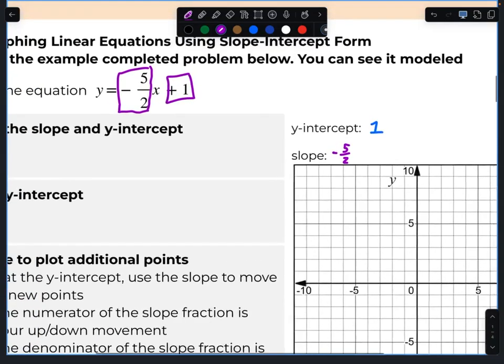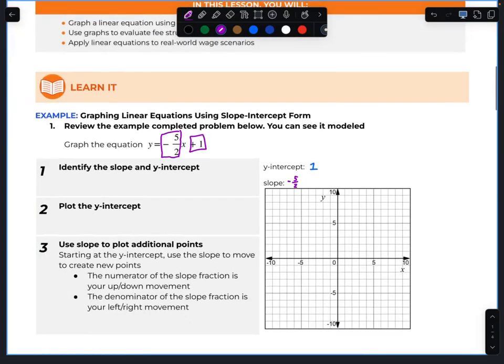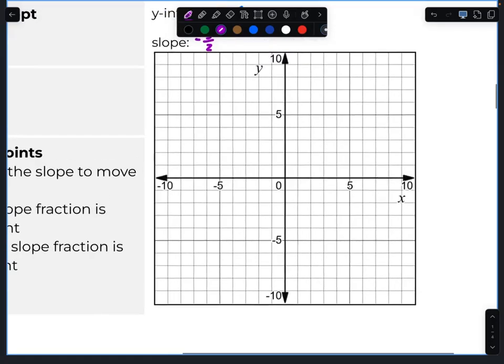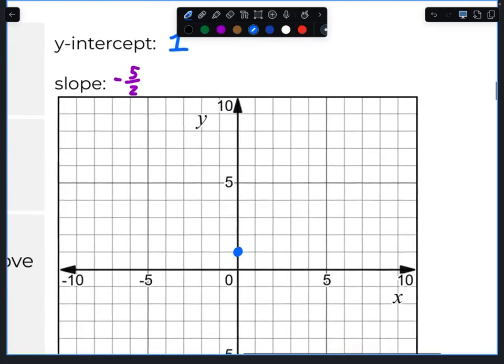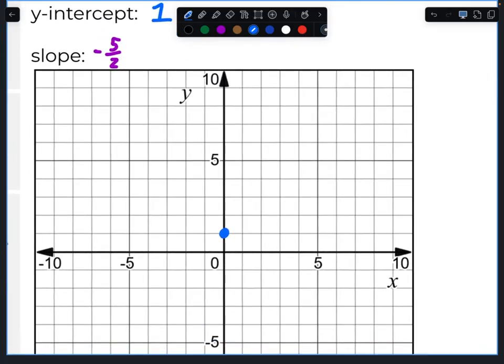All right, step 2. Plot the y-intercept. And our y-intercept, this problem is 1. So I'm going to plot a dot. Sorry, I want to put it in blue. At the y-intercept of 1. So that is y equals 1 because the y-intercept is 1. Okay.